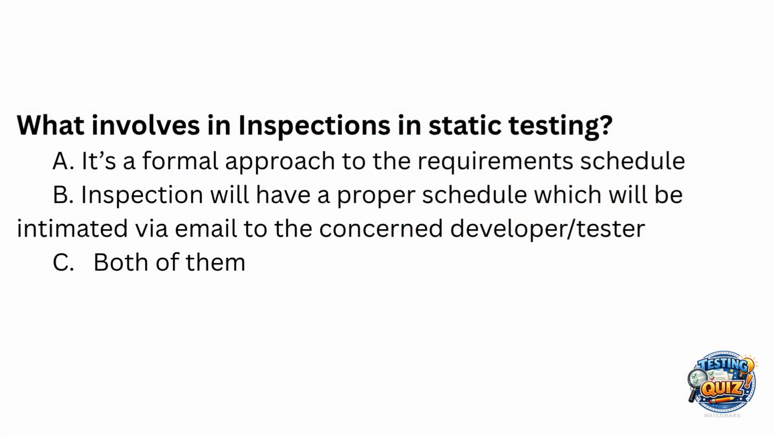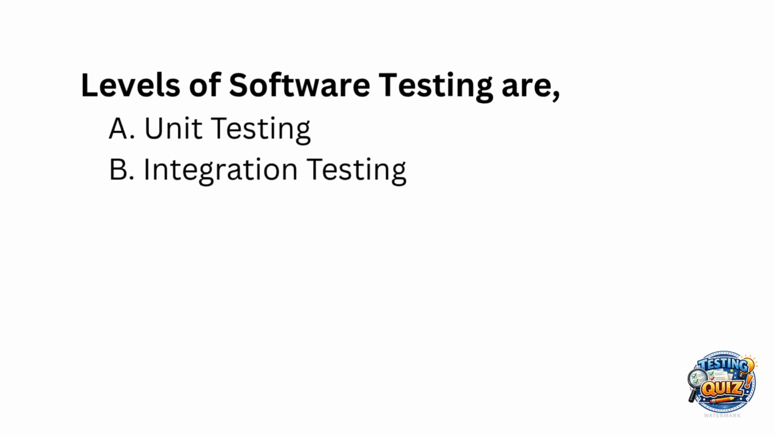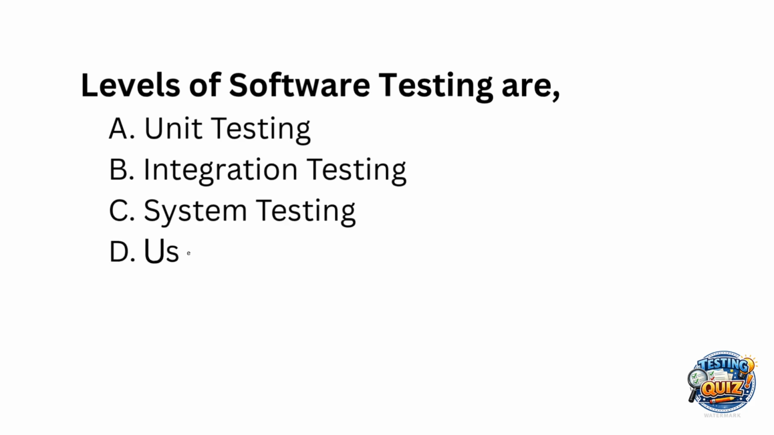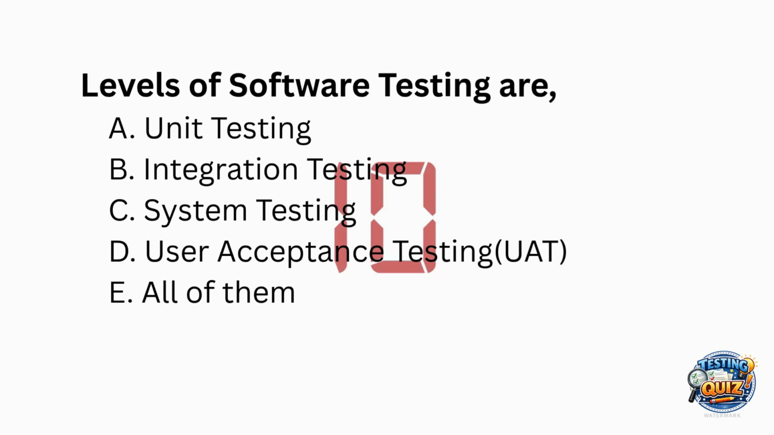The correct answer is C. Both of them. Levels of software testing are: A. Unit testing. B. Integration testing. C. System testing. D. User acceptance testing, UAT. E. All of them.